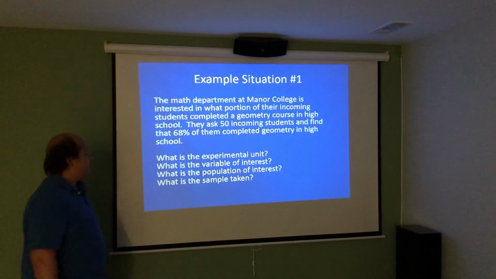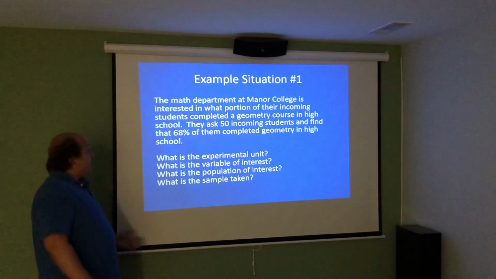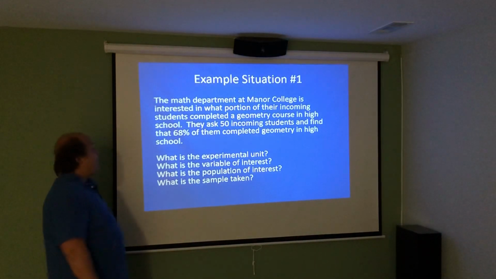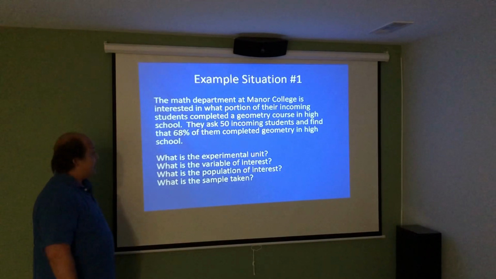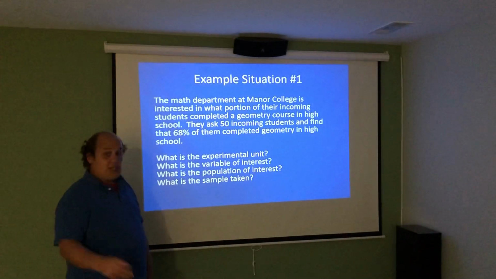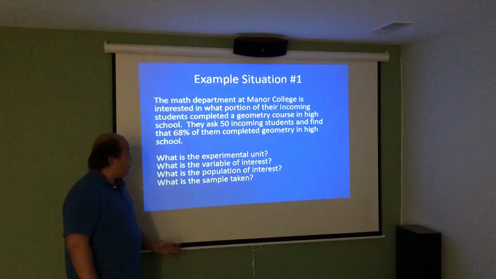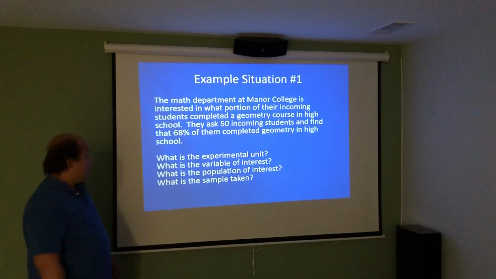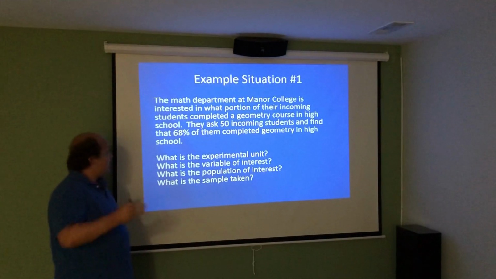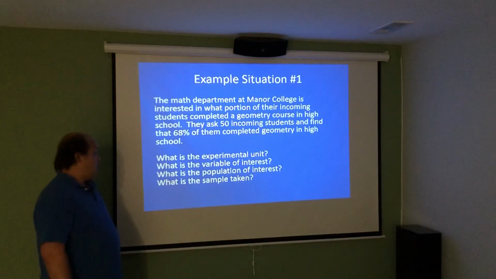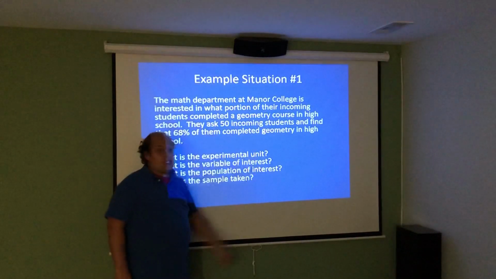What's the population of interest? So to find the population, it's usually best to look back at the start of the problem, where the researcher explained what they were looking for. The math department at Manor College is interested in what portion of their incoming students completed a geometry course in high school. So who they care about is the incoming students to Manor College. They don't care about some larger group of all college students. They specifically are concerned with the ones that are attending Manor. So the population of interest, I'd want to have all those words in it. Incoming students to Manor College. What's the sample taken? That's the smaller group of students. In this case, 50 incoming students would be the sample.